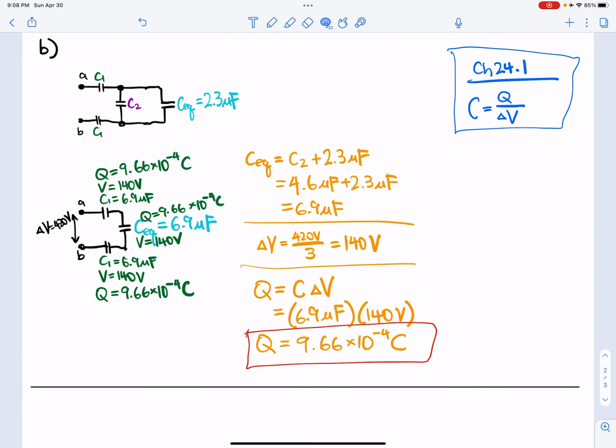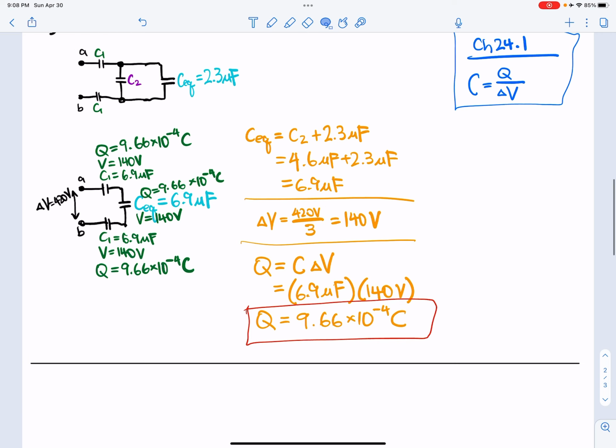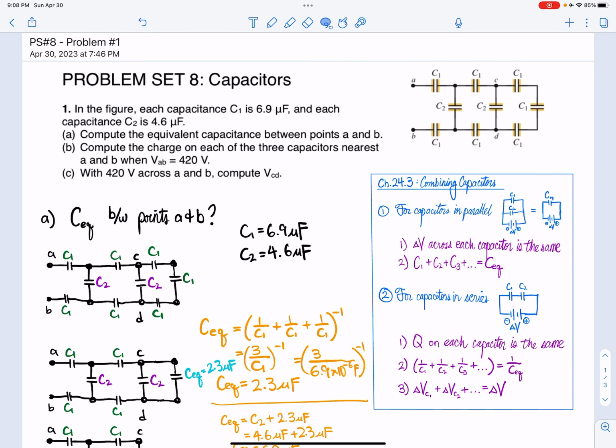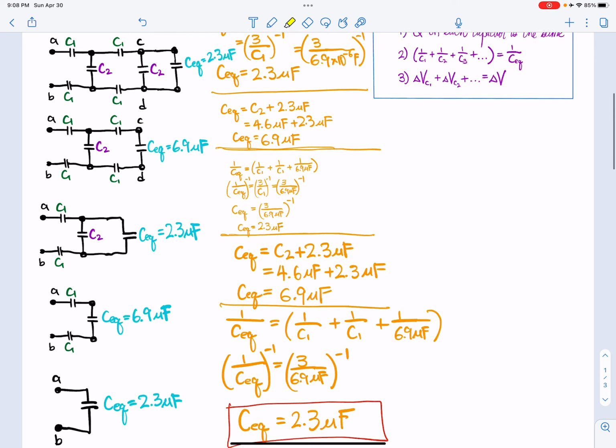Hello guys, this is a continuation of problem set number 8, problem 1. I left off here in part B, where we're looking to compute the charge on each of the three capacitors nearest point A and point B when the voltage between point A and B is 420 volts. So that's these three capacitors. Just watch part 1 and wherever that left off, we're continuing here in part 2.